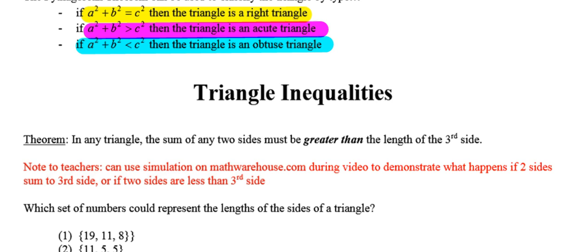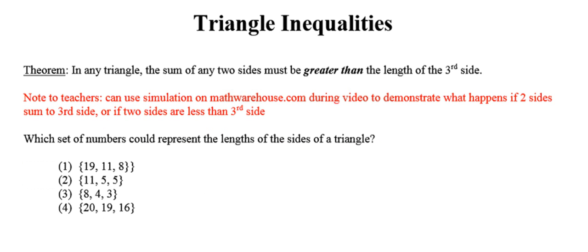The second thing that we have to look at is triangle inequalities. You may or may not have seen this in middle school. If you did and you remember it, great. If you didn't see it or don't remember it, that's okay too, because it's really not that difficult. It just says that in any triangle, so notice this is for any triangle, not just a right triangle. These triangle inequalities work for right triangles, but they also work for acute triangles, obtuse triangles, isosceles triangles, any kind of triangle that you can imagine.